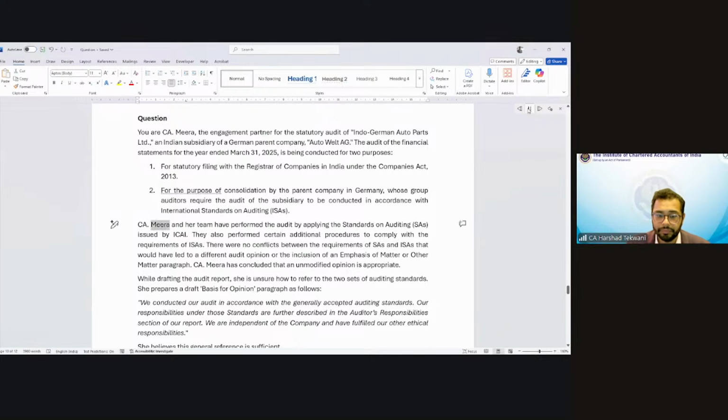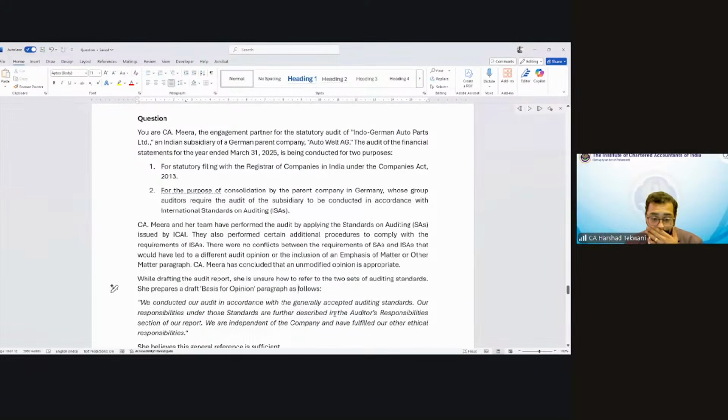CA Meera and her team have performed the audit by applying the Standards on Auditing (SAs) issued by ICAI. They also performed certain additional procedures to comply with the requirements of the ISAs. There were no conflicts between the requirements of the SAs and ISAs that would have led to a different audit opinion or the inclusion of an emphasis of matter or other matter paragraph. CA Meera has concluded that an unmodified opinion is appropriate. While drafting the audit report, she is unsure how to refer to the two sets of auditing standards. She prepares a draft basis for opinion paragraph as follows.